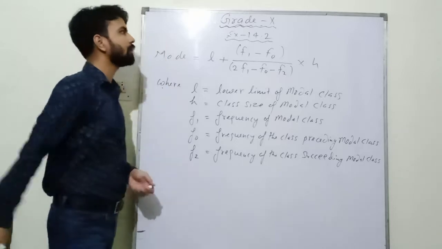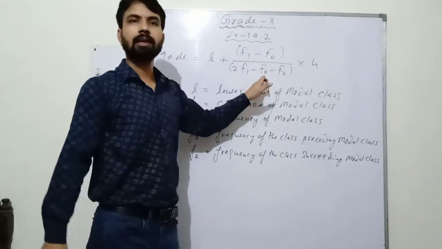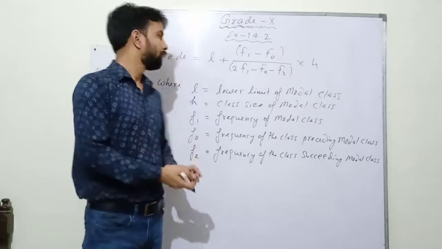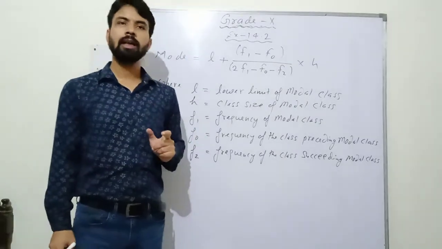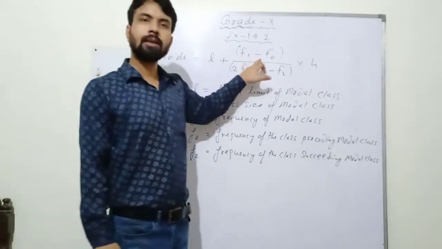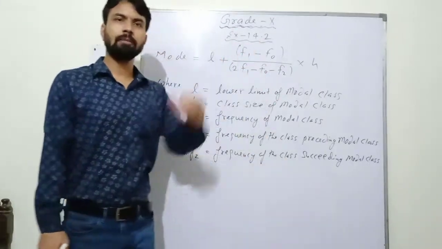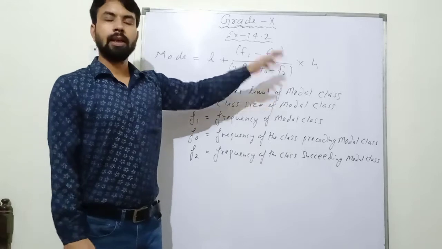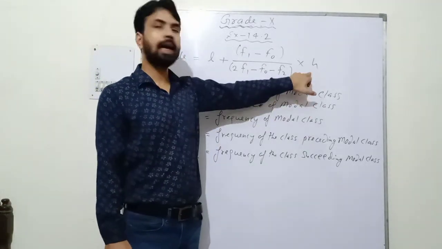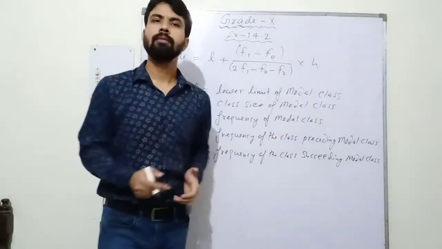Mode equals L plus (F1 minus F0) upon (2F1 minus F0 minus F2) into H. This is the formula you have to learn. Where L is the lower limit of modal class, F1 is the frequency of the modal class, F0 is the frequency of the class preceding the modal class, F2 is the frequency of the class succeeding the modal class, and H is the class size of modal class.